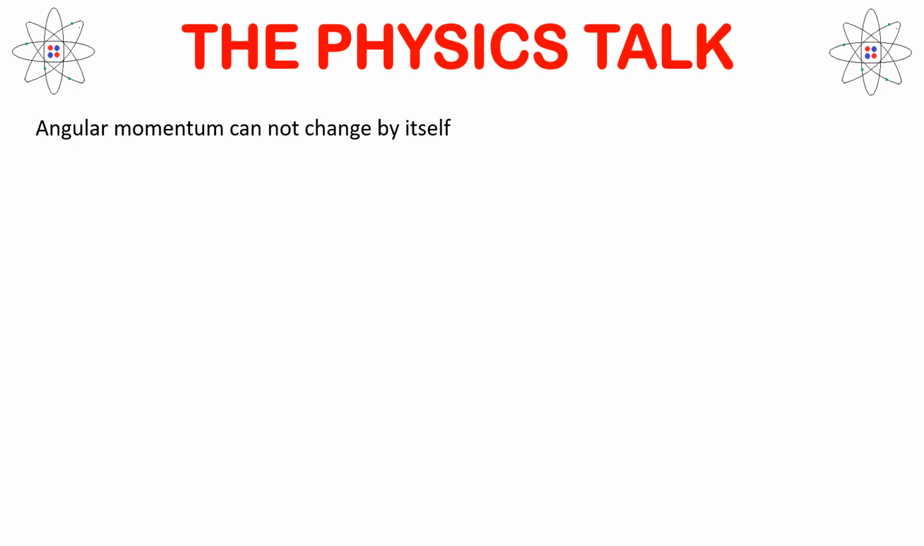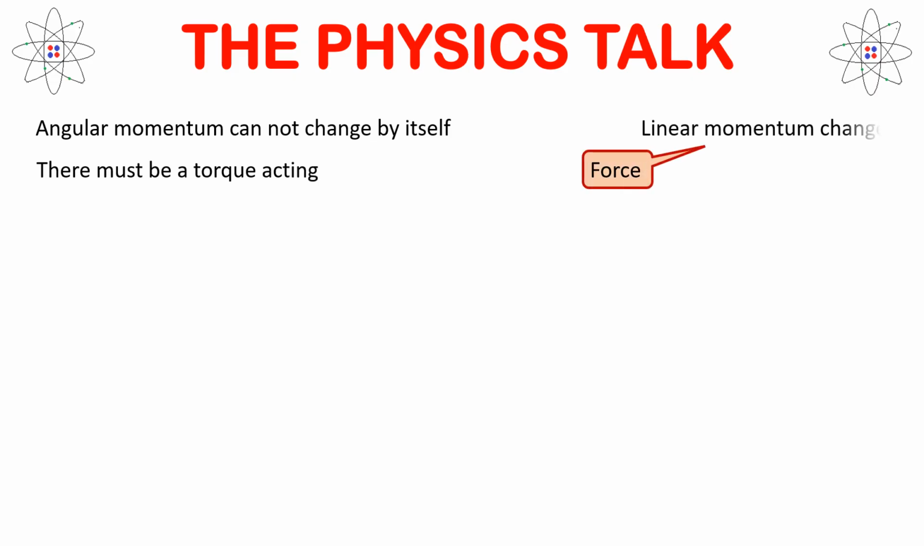The angular momentum of a closed system cannot just change by itself. There must be a torque acting on it. The way some force must be applied to change the linear momentum, a torque must be in action to alter the angular momentum. Hence, there must be a torque acting in the system, and let us investigate its origin.